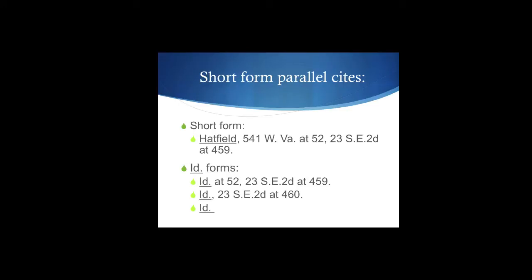The id forms can take a couple of different formats. If you want to use an id form, where you need to clarify at the page or have a change in page number, the id only applies to the first cite provided in the parallel cite. So here, id at 52 still leaves me with a comma and having to repeat the volume, reporter number, and at pin cite. In the second format, I'm assuming that my information appears on the same page in the West Virginia Reporter as in my previous cite, but maybe the page on the Southeast Reporter changes, so I'll note it there. The third form is appropriate where there's been no change to either page number.